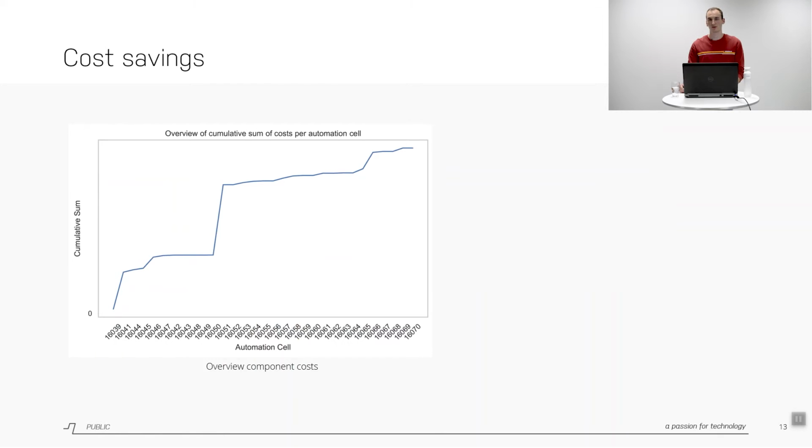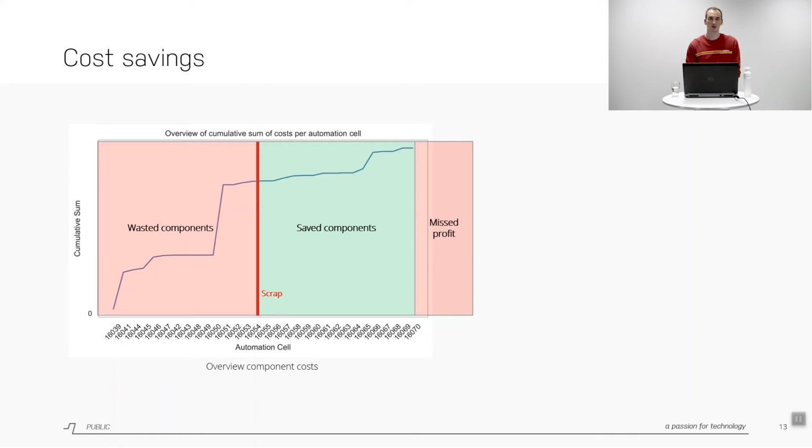To determine if the model can actually deliver something, we need to take into account the cost. So here the graph is plotted with the cumulative sum of all the component costs which are added during the production process. For instance, if we assign a scrap during the production process in the middle of the line, we have two cases. The first one is that we predicted it correctly, and then we save component cost from the components which are not placed afterwards. But the second case is that you made a wrong prediction, and then we should take into account the components which are wasted, and also the profit which we miss because we did not fully produce the product.